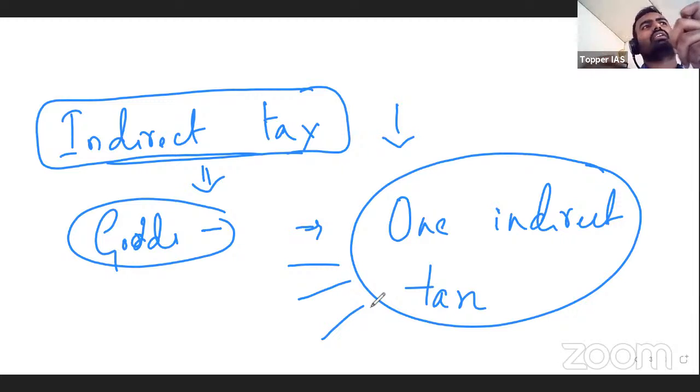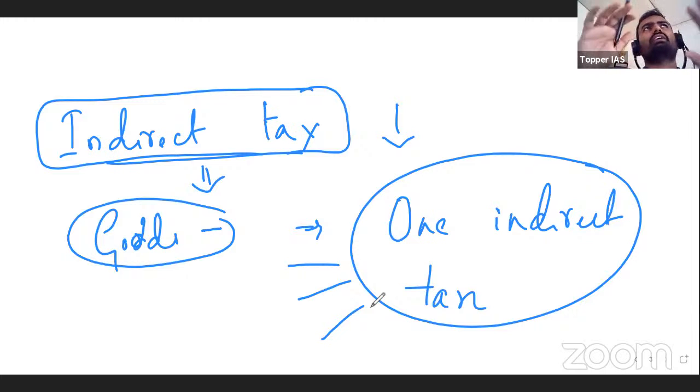This is not ease of doing business. Rather, you are torturing a person who is doing a business by making him comply with all these taxes of center and state, right? So this is not ease of doing business. That way he will be affected, and the product value will also go up.